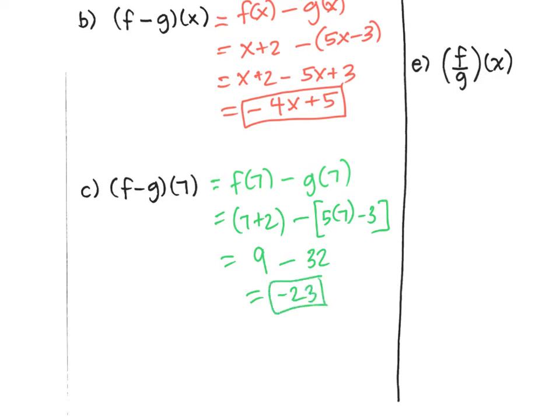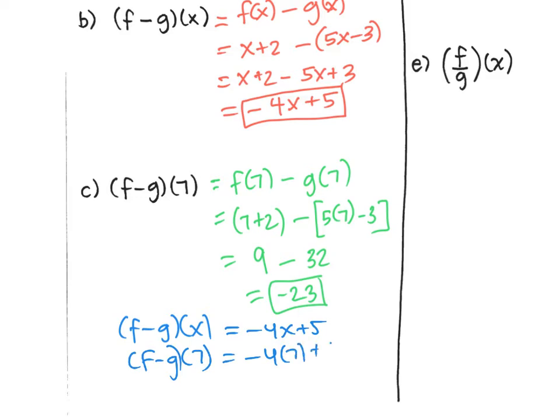The other way I could evaluate this, which would probably be faster in this particular case, is I've already figured out that f minus g of x is equal to negative 4x plus 5 because I just calculated that in part B. So I could just plug 7 into this expression.